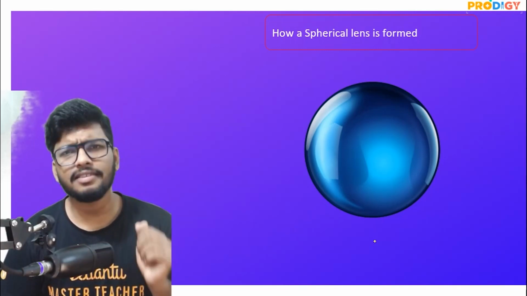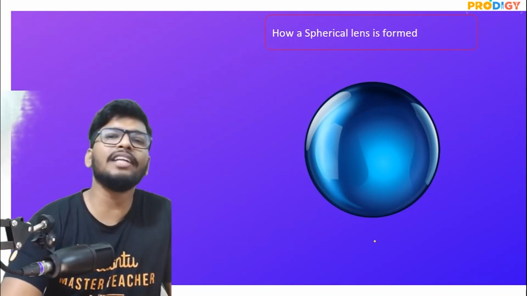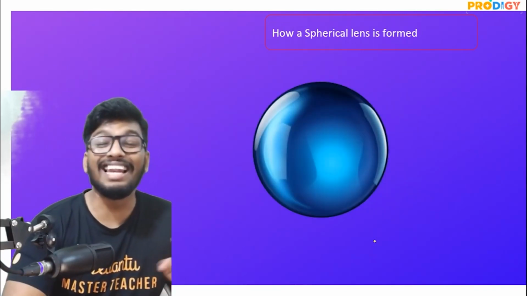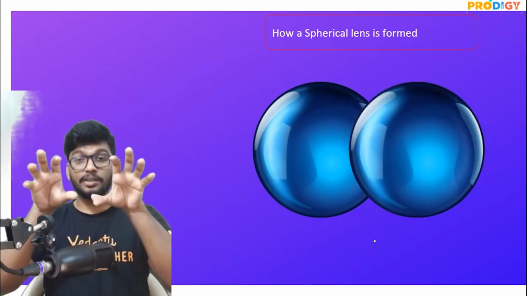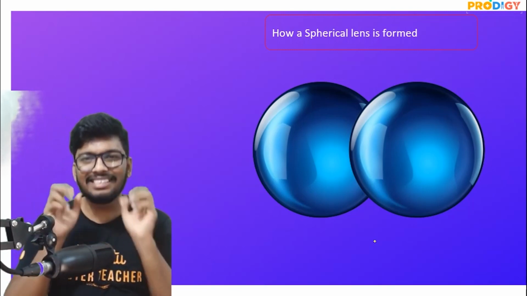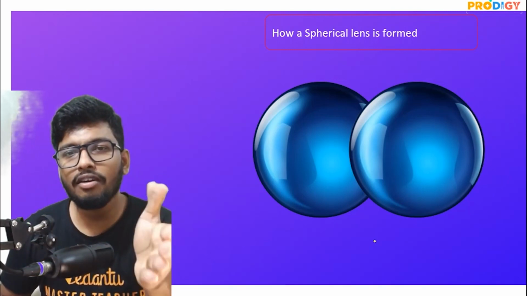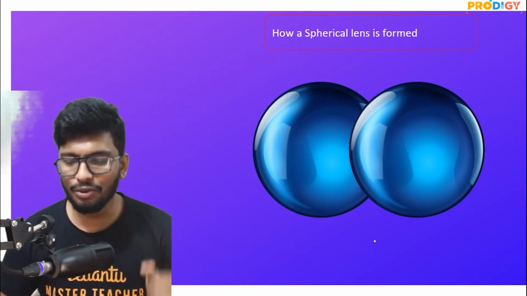But what about lenses? The only difference is this. In a mirror, you have one spherical surface. In lenses, you have 2 spherical surfaces. So if I take 2 spheres, either overlap them or leave a space in between, that is what forms my spherical lenses. Let me show that to you guys.